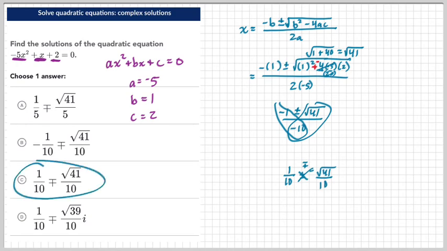Now, wait. How would you get an i? How do we get an i? If there's a negative inside. So when you have a negative inside of the square root, that's when you're going to have the i. For example, if we had 1 over 10 minus plus, and then you had a negative 41 inside the square root, to get rid of that negative, you just got to put the i in front or after it. And that's all you got to do. Now it's a complex number.